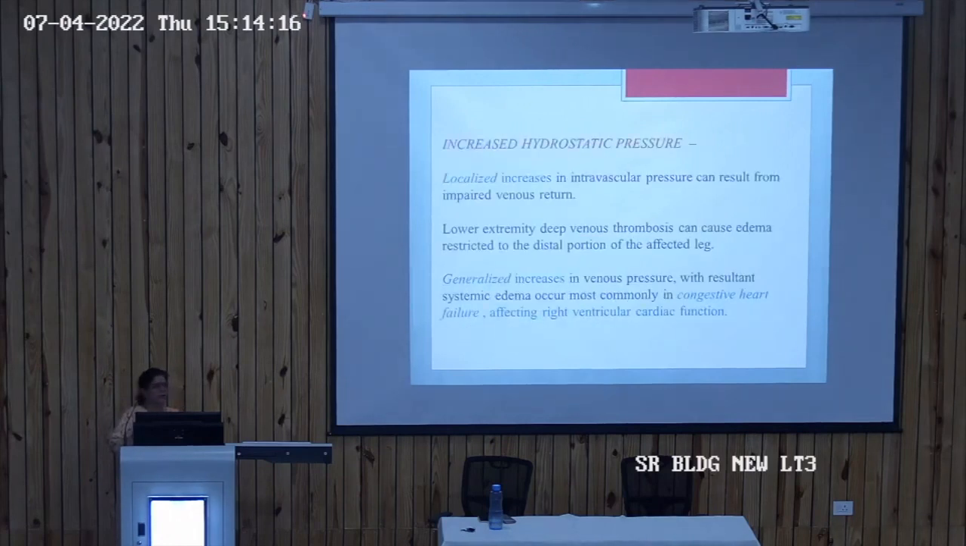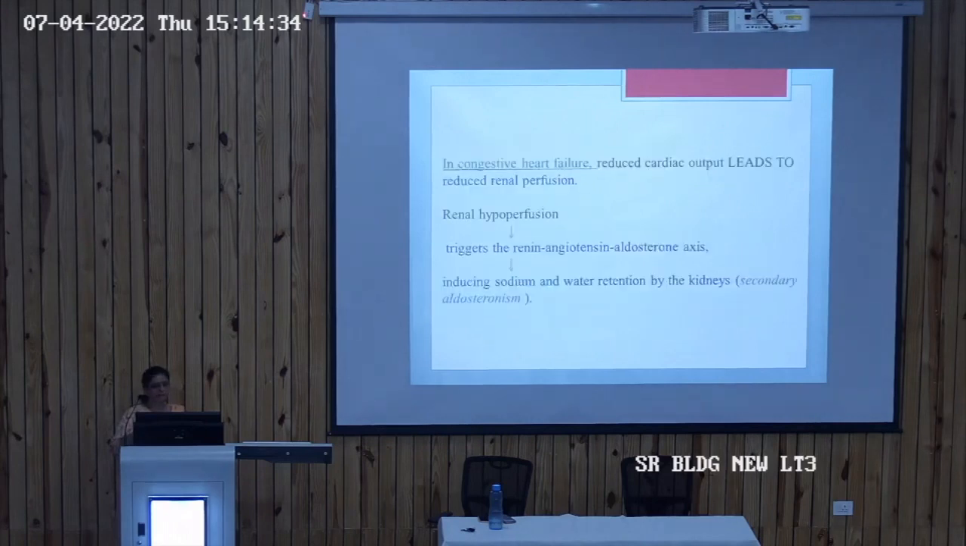Increased hydrostatic pressure. Localized increase in the intravascular pressure can result from impaired venous return. Lower extremity DVTs, deep vein thrombosis, can cause edema restricted to the distal portion of the affected limb. And generalized increase can cause congestive heart failure affecting the right ventricular cardiac function. In congestive heart failure, the reduced cardiac output leads to reduced renal perfusion. And this renal hypoperfusion triggers the renin angiotensin aldosterone axis and induces sodium and water retention by the kidneys and causes secondary aldosteronism.